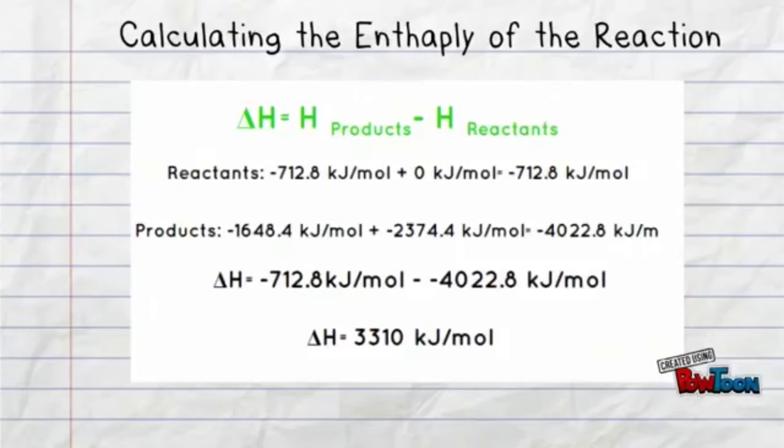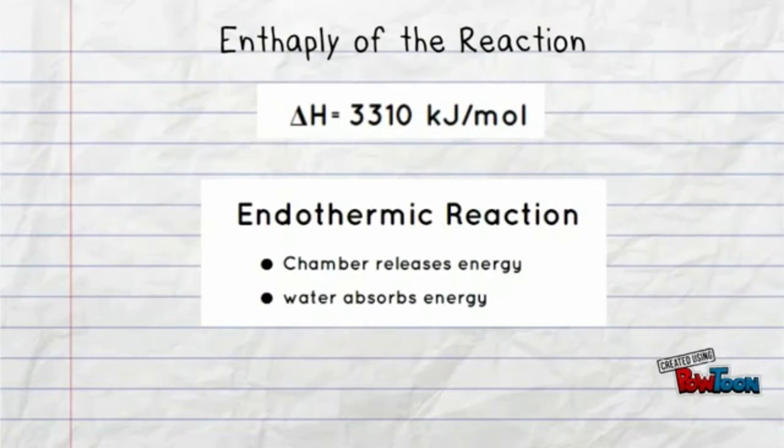I calculated enthalpy by subtracting the reactants by the products, giving me a positive 3,310 kilojoules over moles, which is an example of an endothermic reaction because the reaction chamber is releasing energy, so that the water temperature increases because the water absorbs energy.